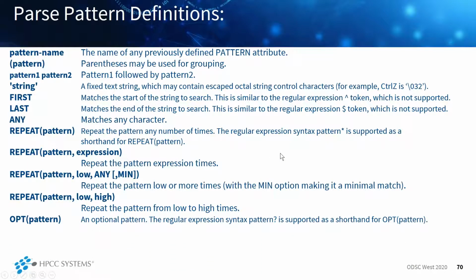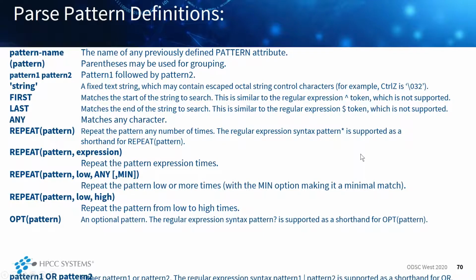Here is our optional pattern. Okay, I have a movie title and I have the optional: did it go straight to video or did it go straight to Netflix? So you call it an optional pattern. Some movies go to the theater, some movies go straight to DVD, or they might go straight to Netflix. So that's an opt pattern, shorthand of the question mark in regular expression syntax, and both are supported in ECL.